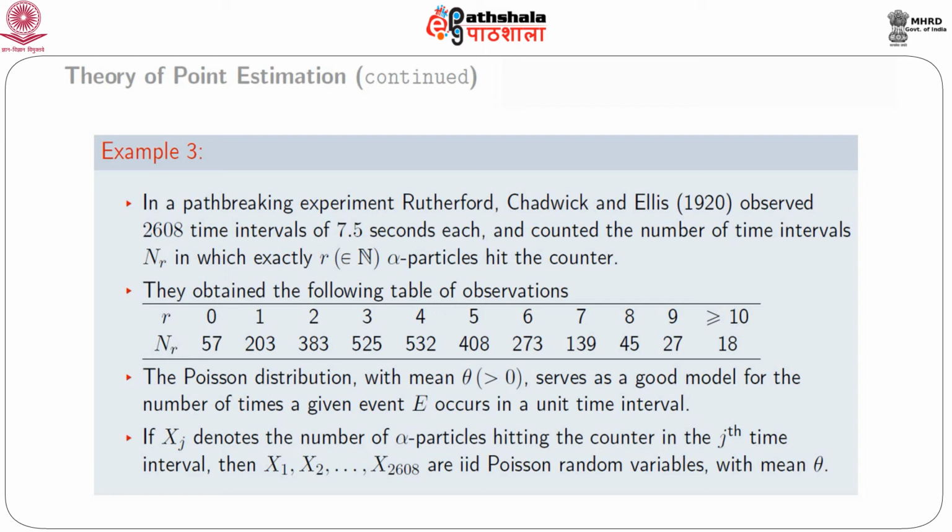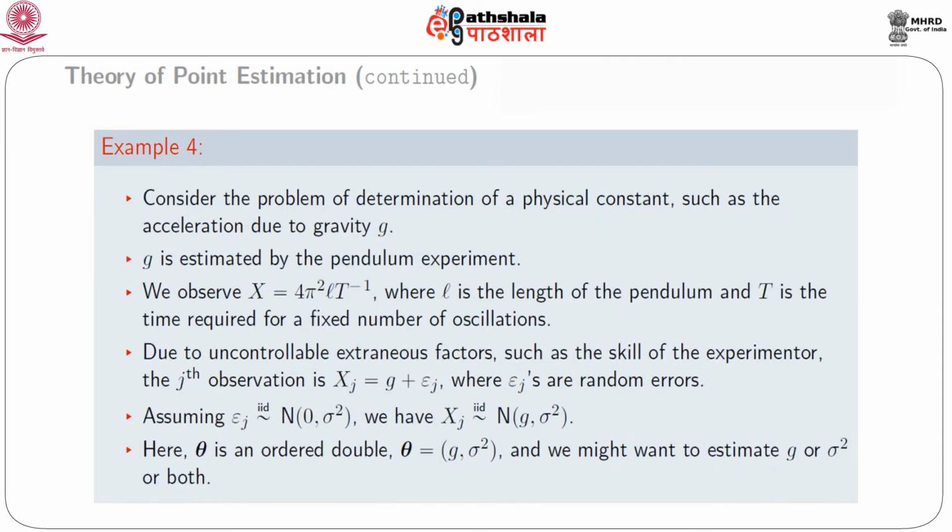Next, we consider another example. Consider the problem of determination of a physical constant such as the acceleration due to gravity g. g is estimated by the pendulum experiment. We observe x equals 4 pi square L divided by capital T, where L is the length of the pendulum and T is the time required for a fixed number of oscillations.